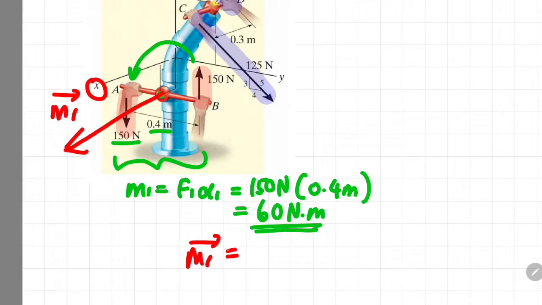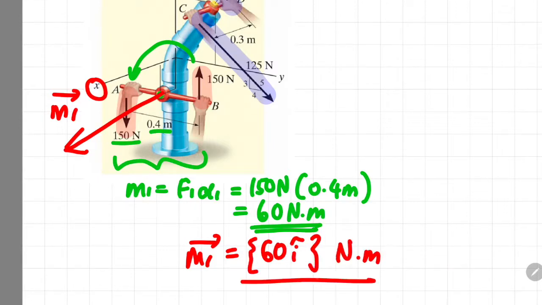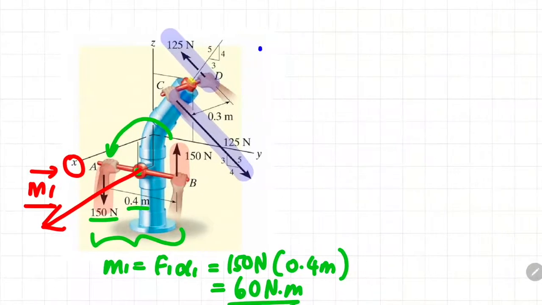So you can rewrite this in a vector form whereby the vector of moment 1 will be equivalent to 60i Newton meter. Positive or negative? Positive, because the direction is pointed in the positive x direction. Okay, now let's solve for the second moment.